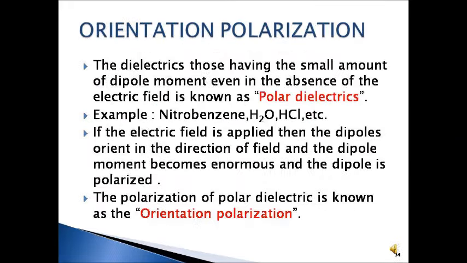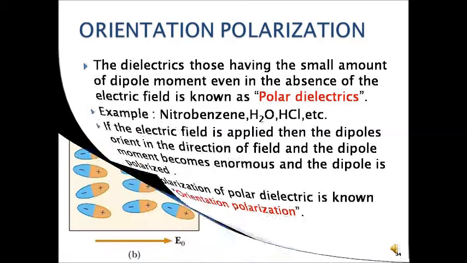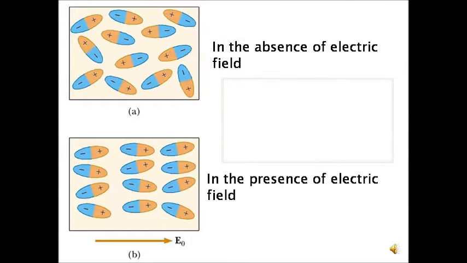Orientation polarization. The polarization of polar dielectric is known as the orientation polarization. If the electric field is applied, then the dipoles orient in the direction of field and the dipole moment becomes enormous and the dipole is polarized. In the absence of electric field, the dipole molecules are arranged randomly, so the net dipole moment is 0. But in the presence of electric field, the dipole molecules align in the direction of electric field, thus the net dipole moment becomes enormous.